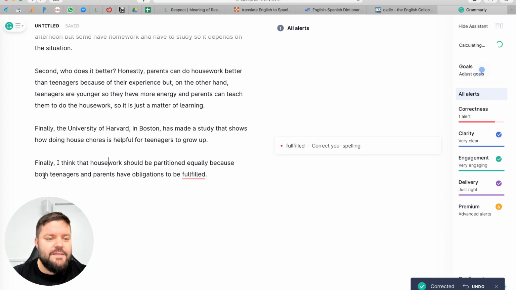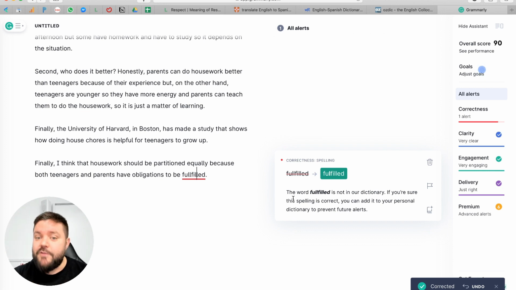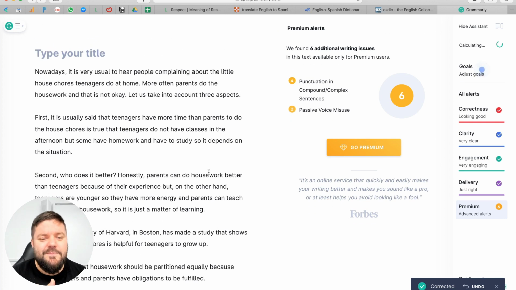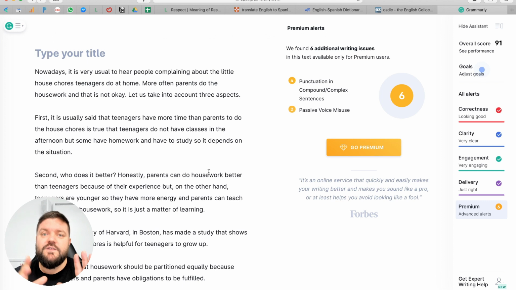And finally, both teenagers and parents have obligations to be fulfilled. Well, this is a very typical spelling mistake, because when we say fulfill, we drop the first L of the word full, right? So we just do that. So this is a great way of helping your teacher, basically, and doing it in a way that you can learn from your own mistakes, right? So before handing your essays, for instance, to your teachers, you can just paste the text here and at least correct the most obvious mistakes, all right?